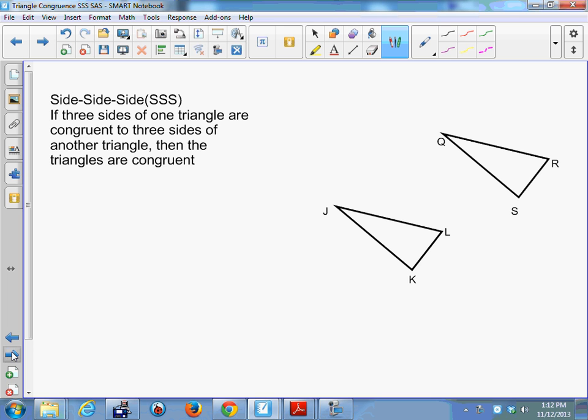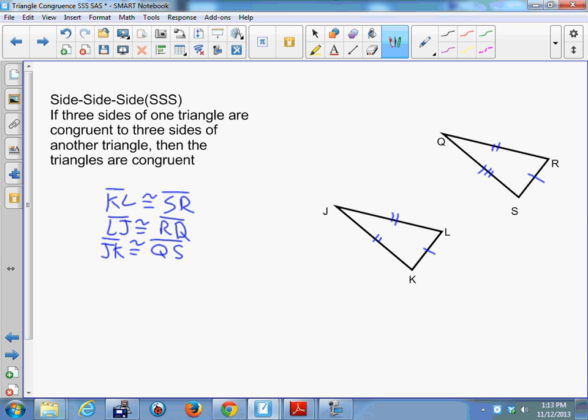So, for instance, in this case, if we knew that KL is congruent to SR, line segment, and then we knew that, let me change that up, LJ is congruent to RQ, and we also knew that JK is congruent to QS, then we could say that these two triangles are congruent.